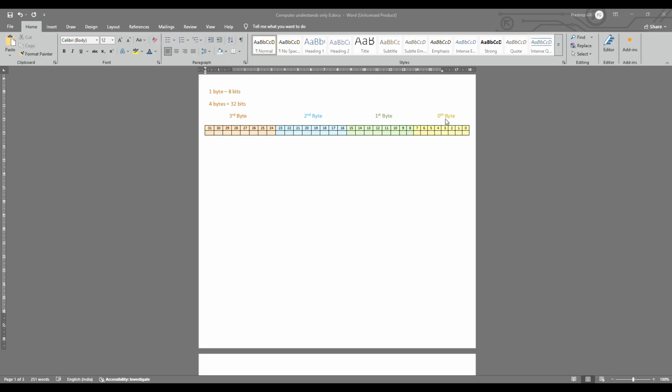That means here in C, normally counting starts with 0, like the 0th byte, here the 0th bit. 0 to 31 for 32 bits, and 4 bytes is 0 to 3 bytes. Okay, this is how in C we will understand the 4 bytes, that is for 32 bits.